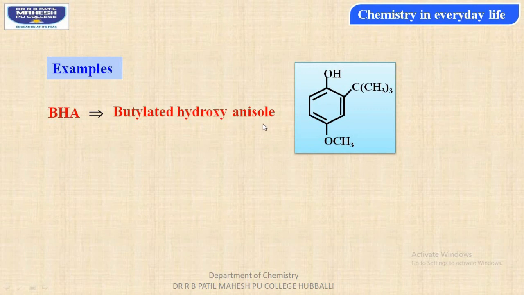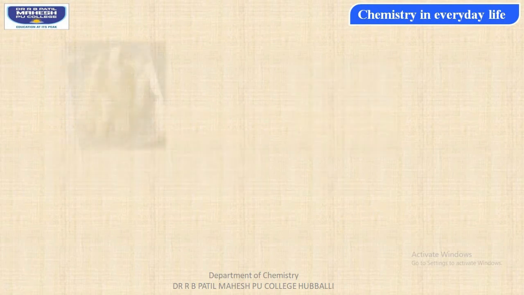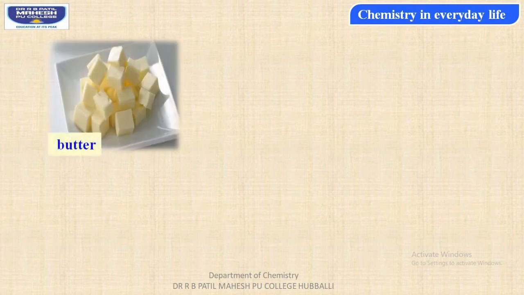Thus, the name of the molecule is butylated hydroxyanisole. BHA is generally used to preserve fats and prevent them from becoming rancid. Students, BHA also acts as an antioxidant. And the molecular formula of BHA is C11H16O.